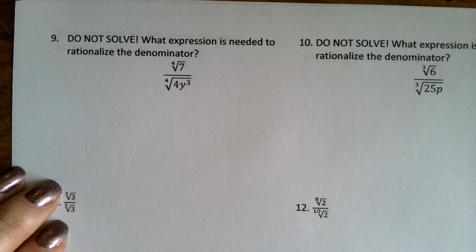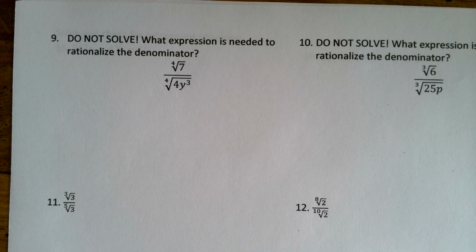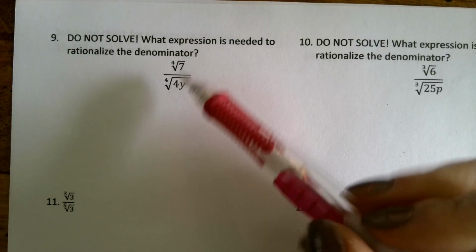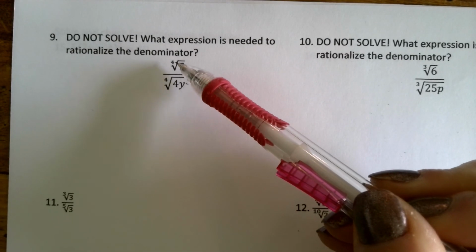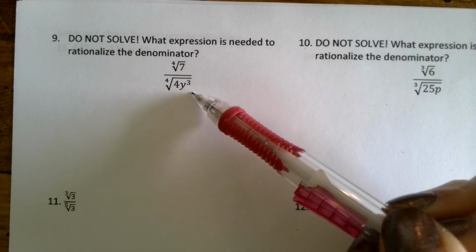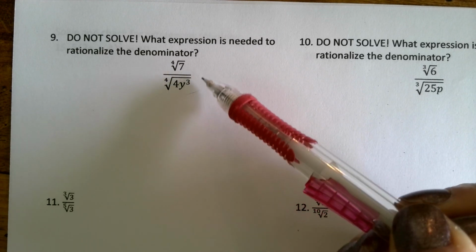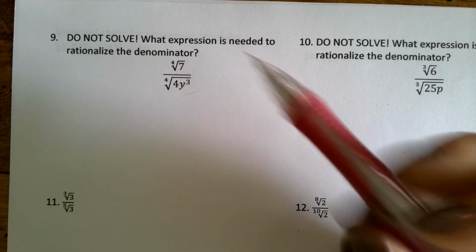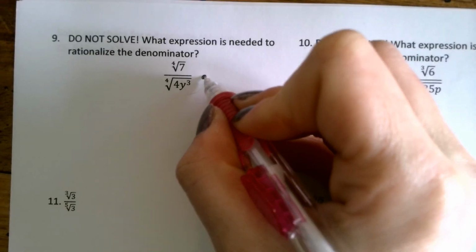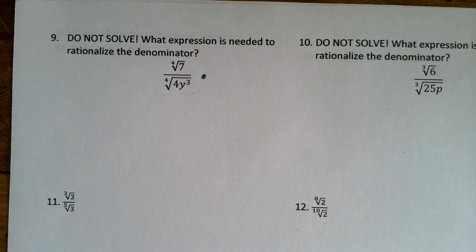Number 9 says, do not solve. It just asks me to find the expression that is needed to rationalize the denominator. So in this problem here, we have 2 radicals that are being divided, and the big issue is that we cannot have a radical in the denominator. So what we need to do is figure out what we would multiply by to get rid of that radical.